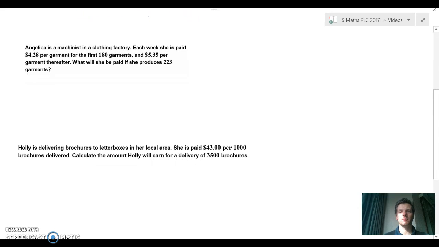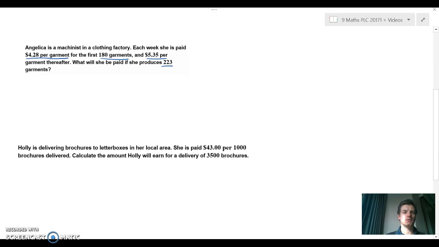So this is an example of where the payment is sliding. So Angelica is a machinist in a clothing factory, and she's paid $4.28 for every garment she produces, up to the first 180 garments. Every garment she produces after that, though, she's paid $5.35, so she receives more for doing the additional work. Now, we're asked to find how much she's paid if she produces 223 garments.